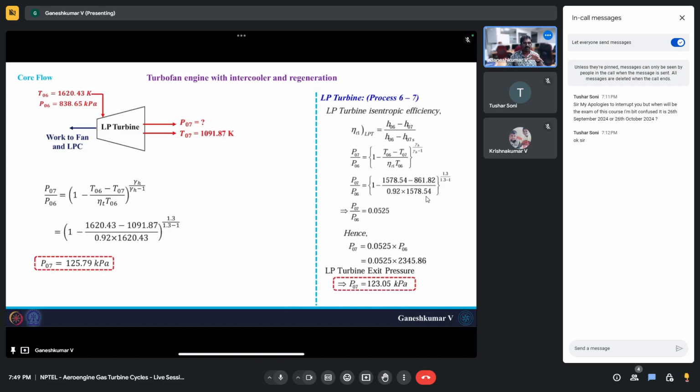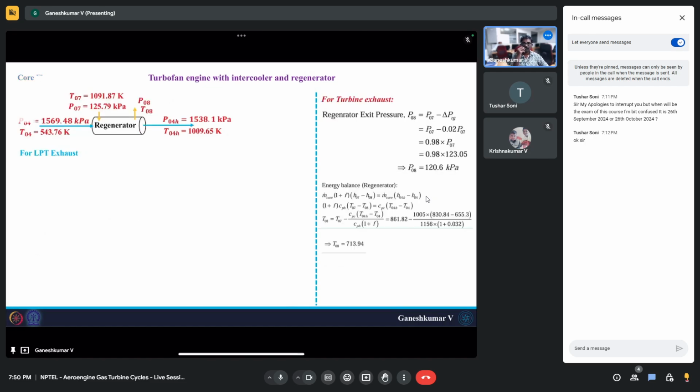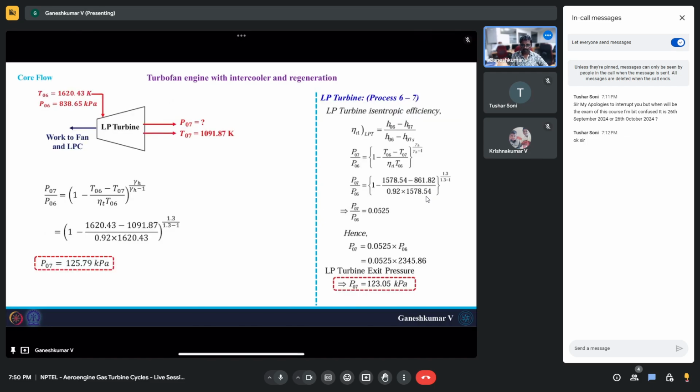Now with this pressure and temperature, the gas goes through the regenerator. So please don't forget that this P07 and T07 goes to the regenerator, heats the incoming hot gas from the high pressure compressor exit, and then it comes to the nozzle. So there is a pressure loss from P07 before it enters the nozzle. That is something we should not forget to calculate.